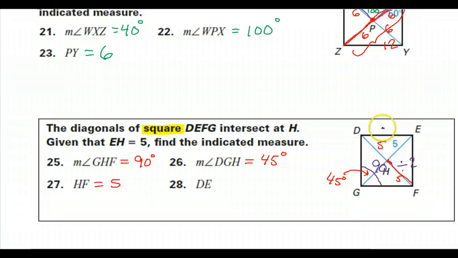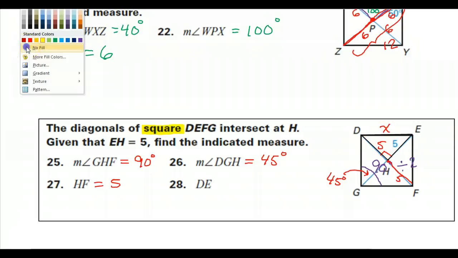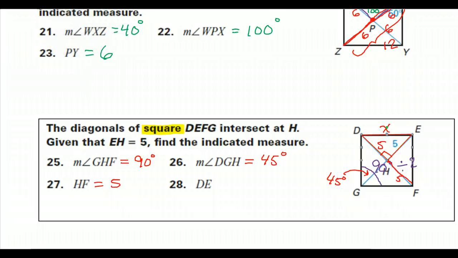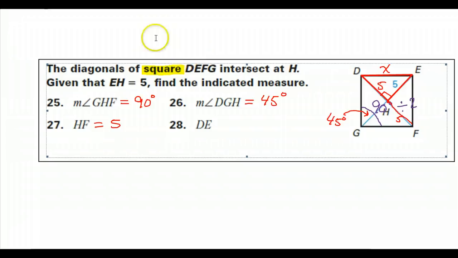Okay, DE. For DE, we're finally going to have to use the Pythagorean Theorem. Looking at this triangle, see that yellow triangle? Focus on this triangle. I have the two sides of the triangle, the two legs, and then the hypotenuse. So a squared plus b squared equals c squared.